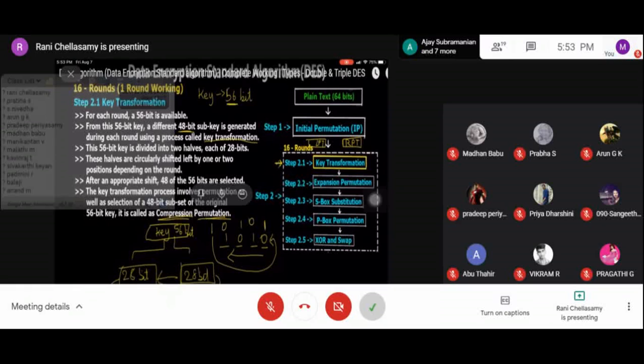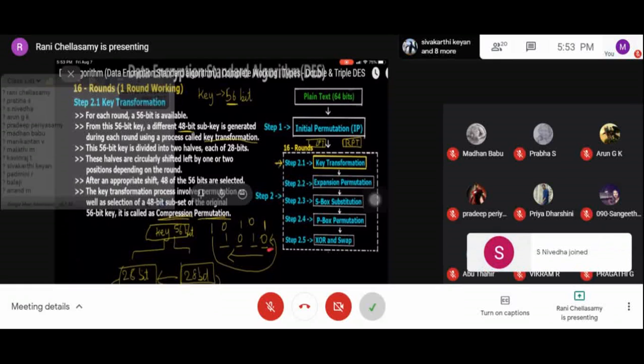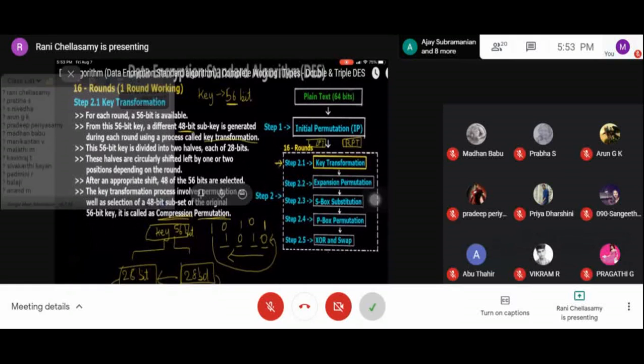In this picture you can see the 56-bit key is divided into two halves, each consisting of 28 bits. These halves are circularly shifted left. For example, if you take 1010, upon a left shift, this 1010 will be shifted left by one position and we will get the new bits. One bit left shift will be done.